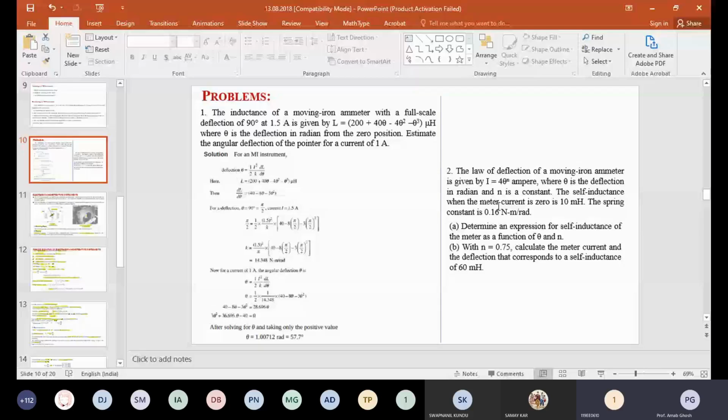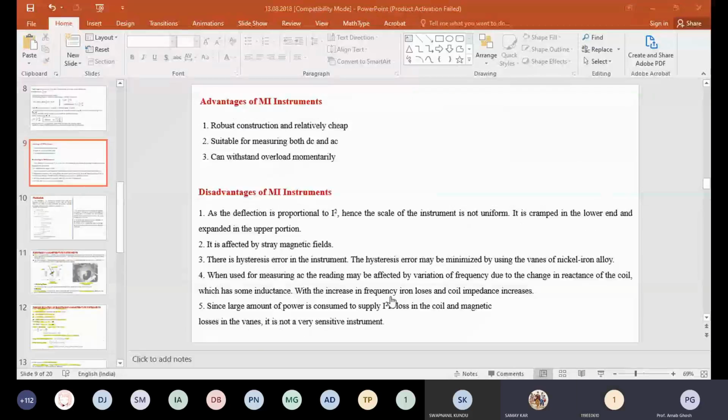What is the value of n and theta? That question was there. Okay, if you have any other queries, you can put them in the chat box so I can answer your problem. Okay, I hope you don't have any query.